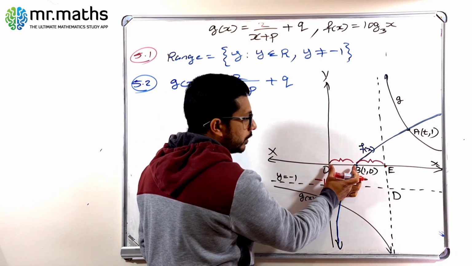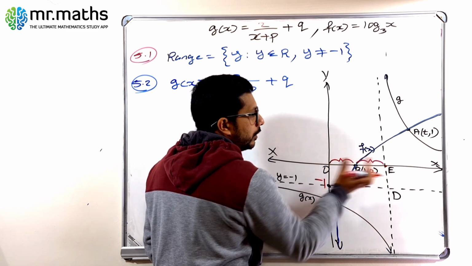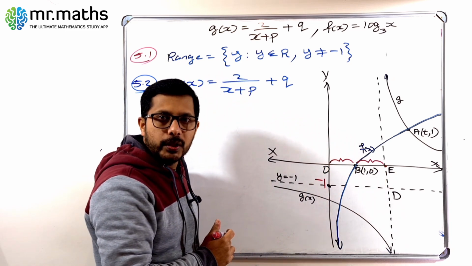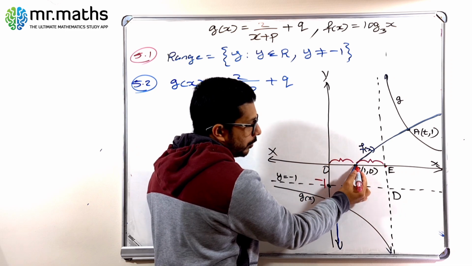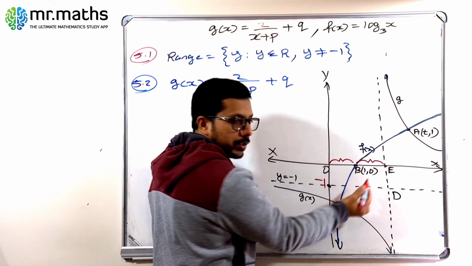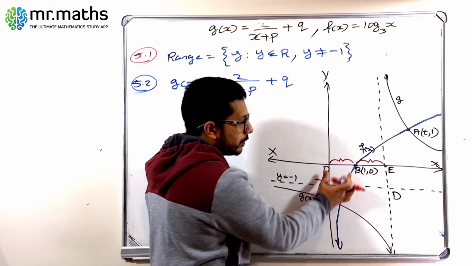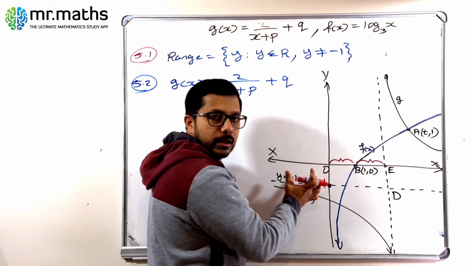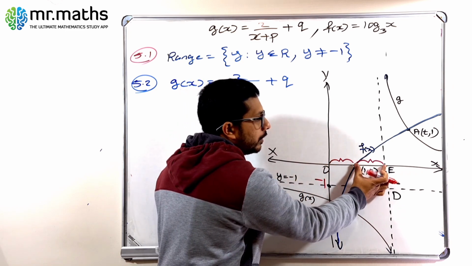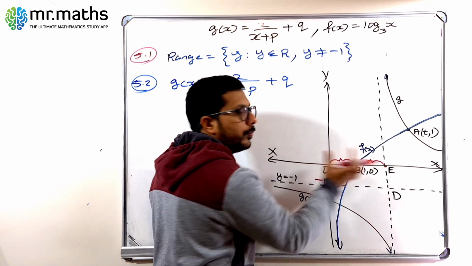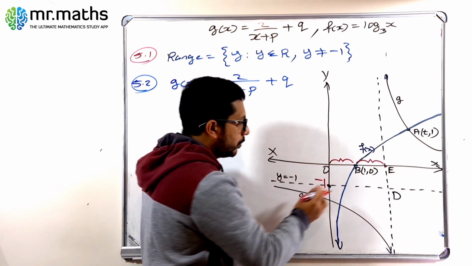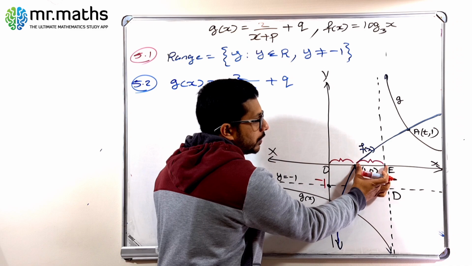It is given that OB and BE are equal in length. Am I right? So what is the length of OB? What is the coordinate of B? 1, 0, x value 1. X value 1 means this length is 1. So what about this length? That is also 1, because it is given in the question that OB and BE are equal. So if this length is 1, this one is also 1.